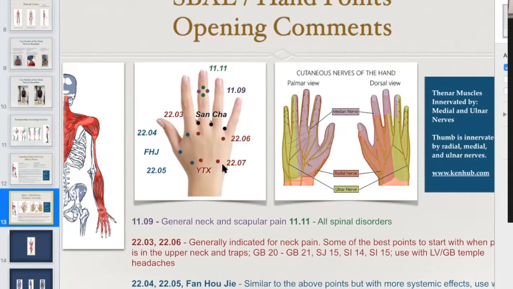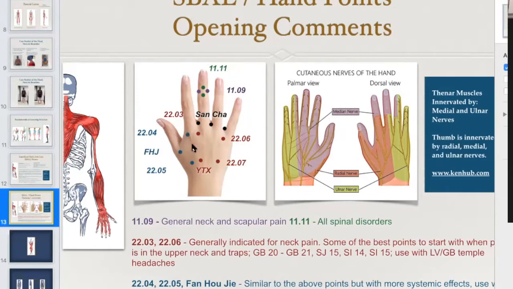Okay, and you can do the same with this too. If you needle 22.03 or Li3 and then 22.05, and you don't put that third point in there, you're not going to get as strong a result for back pain as you do when you put that third point in there. Okay, so I hope that's clear.